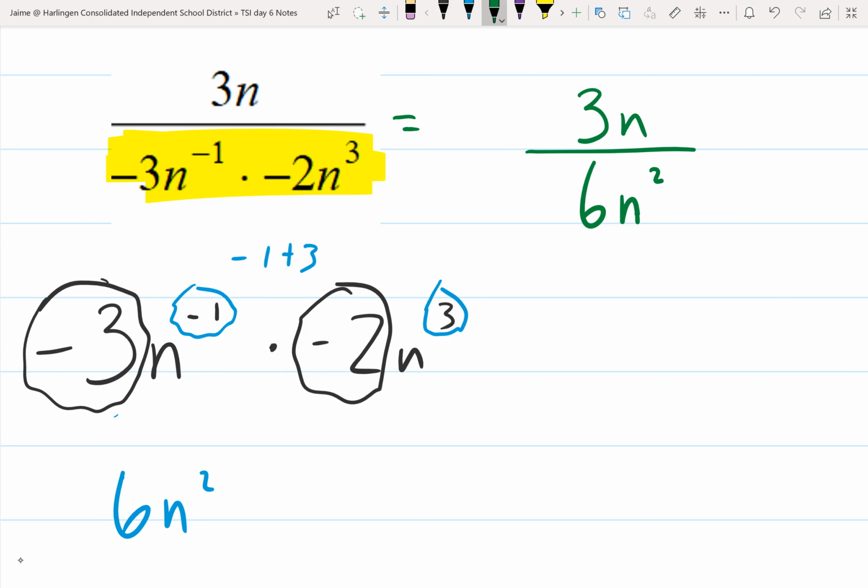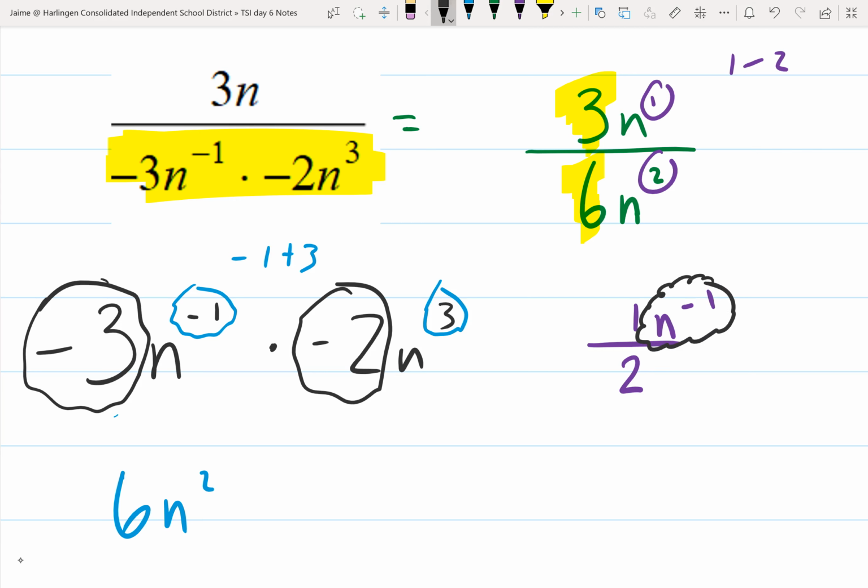Now, can you divide 3 and 6? No, but you can reduce it. You can reduce 3 and 6 and you will get 1 over 2. Now there's a 1 right here and there's a 2 there. What do you do with this 1 and this 2? Subtract. 1 minus 2 is negative 1. So we have an n with a negative 1. Is that okay? No. We cannot have a negative exponent. So what do you do to this negative exponent? Kick it to the bottom. So the 1 stays on top. The 2 stays there, and now the n with the 1 goes there. Or we don't have to write the 1, but that's pretty much what it looks like.